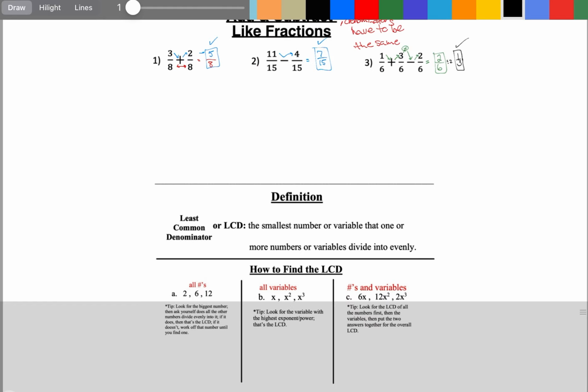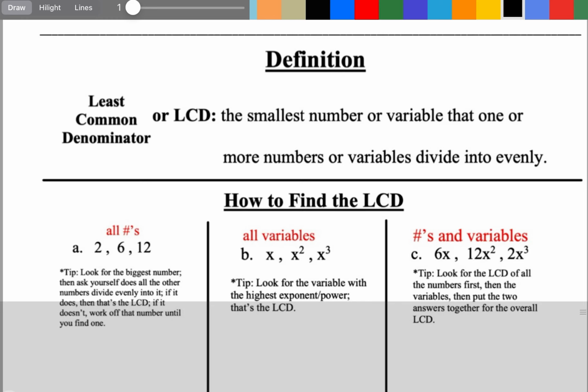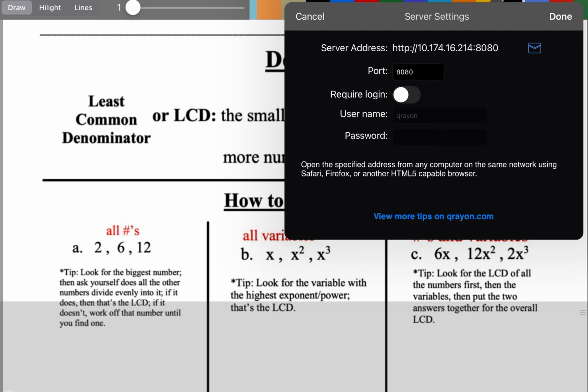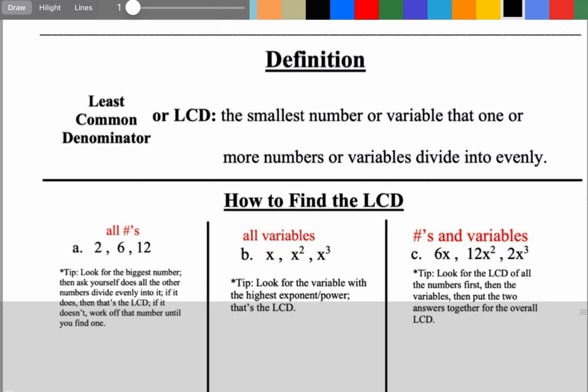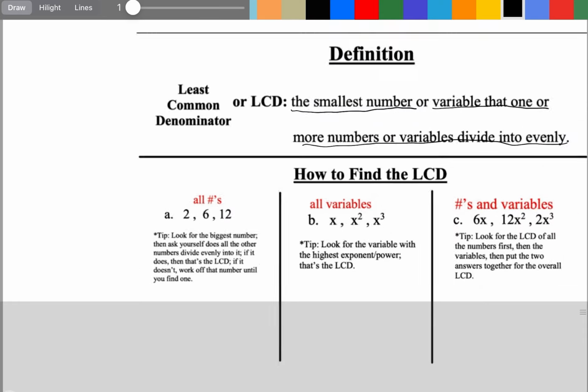Oh, man. Anyways, that lesson I want to give you guys as far as finding the least common denominator. Least common denominator is going to be the smallest number or variable that one or more numbers or variables divide into evenly, okay? When you're finding the least common denominator for some numbers, what you want to do is write their multiples, okay?